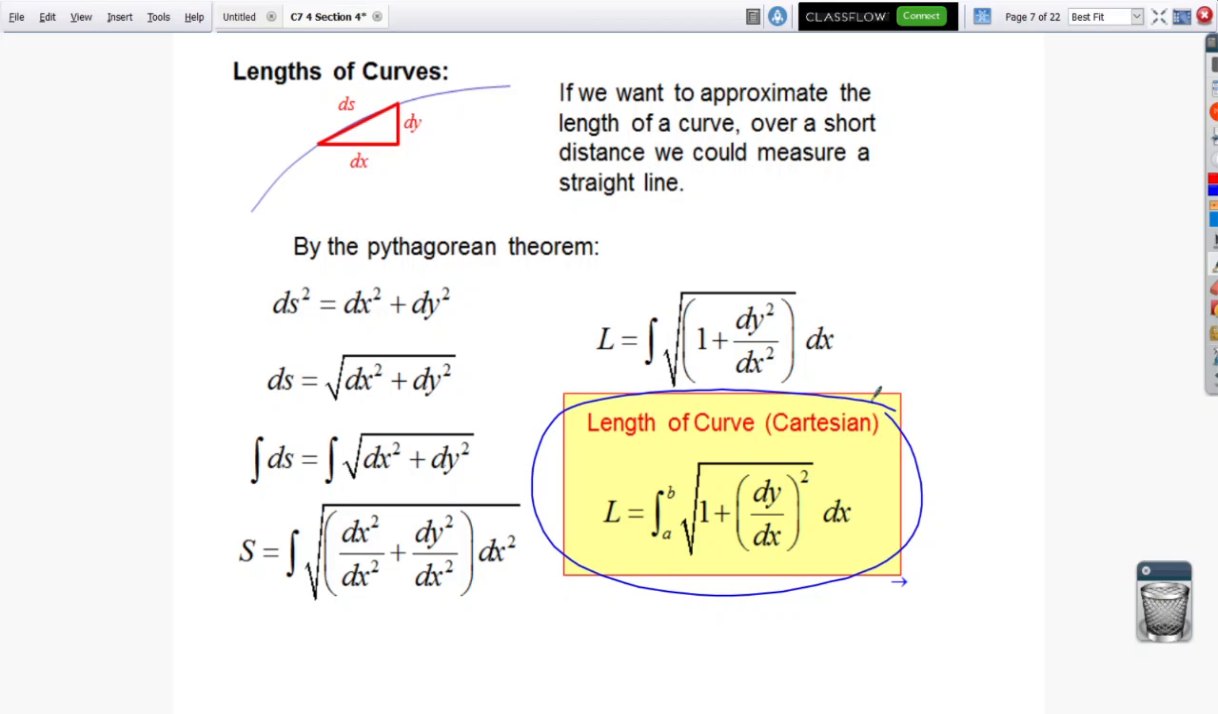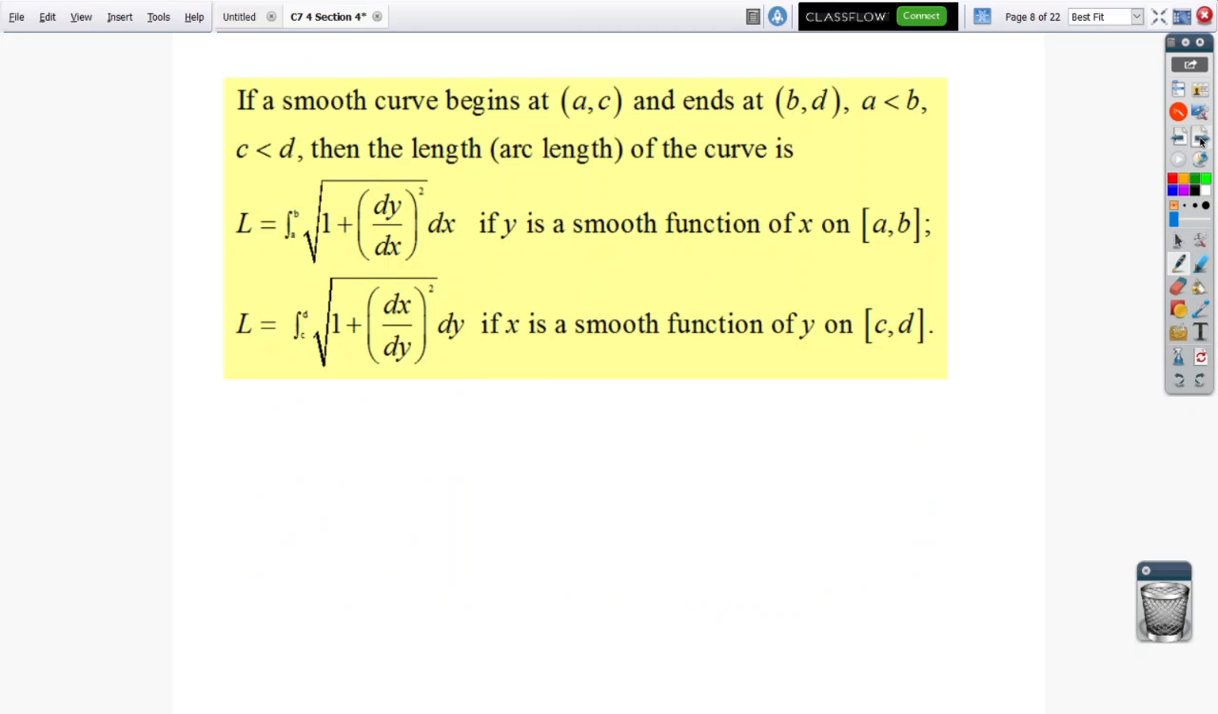You need to know the formula. The length of a curve L is equal to the integral from a to b of the square root of 1 plus dy/dx squared dx. It is possible to do this in terms of y. I'm not going to really tell you that right now. That comes a little bit later.